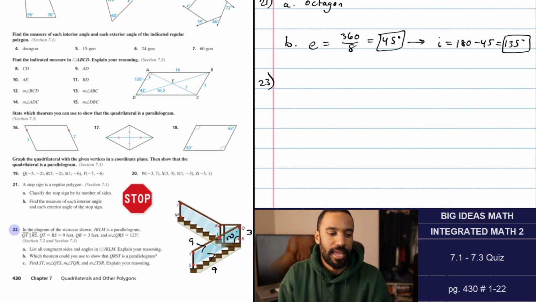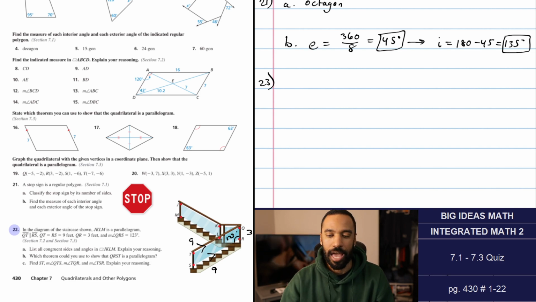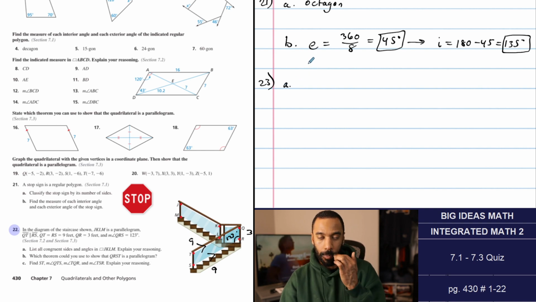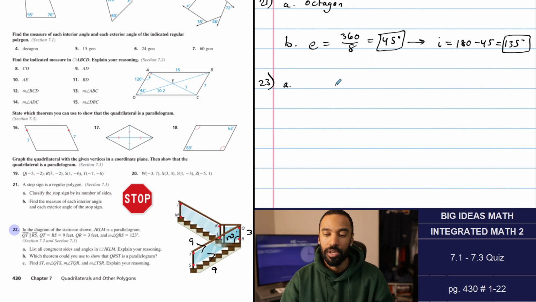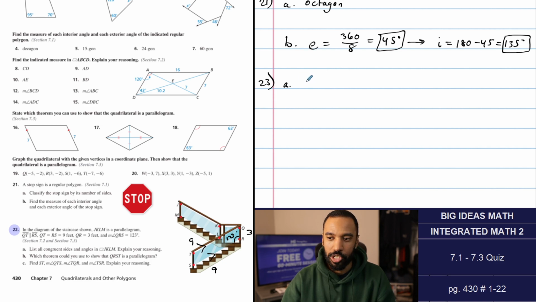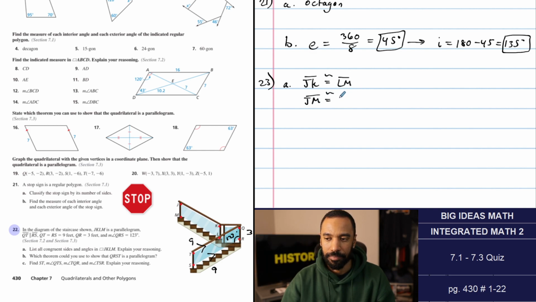List all congruent sides and angles in parallelogram JKLM. Explain your reasoning. So it's all about opposite sides and angles that are congruent. So my reasoning will be those theorems. Segment JK is congruent to segment LM. Those are opposite sides. And we also have, I'll go downward, segment JM is congruent to segment LK.